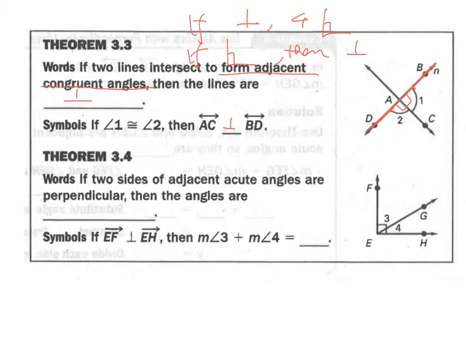Now, Theorem 3.4 says if two sides of the adjacent acute angles are perpendicular, meaning if EF is perpendicular to EH, then these two angles add up to be 90 degrees, and they are right angles. If two sides, meaning this is one side of angle FEG, and this is the other side of angle GEH, if two sides of the adjacent angles are perpendicular, then the angles are right angles.